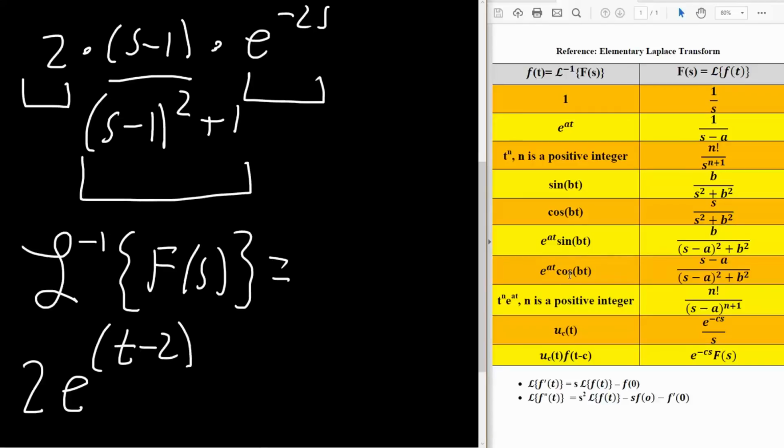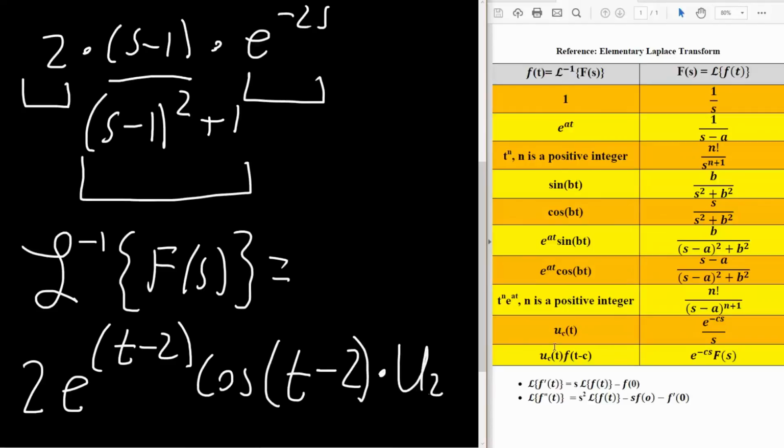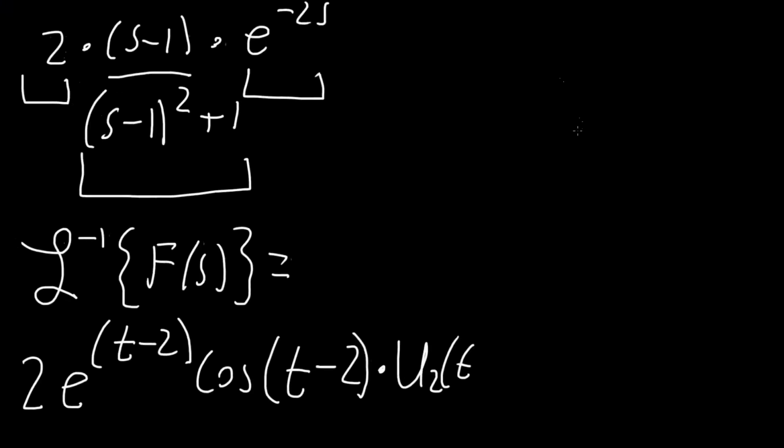Next is focusing on cosine. So we say cosine. We said b was 1. So that's going to be t. But likewise, it's going to be t minus c. So t minus 2 times u_2(t), u_c(t) right here. And for this, we don't need to say t minus c because it says u_c(t) like this. So let me expand it. And so this right here is our final answer, and that's all we need to do.